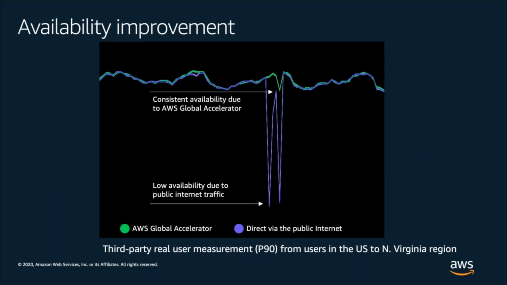A few words on the benefits of Global Accelerator. The first one is the availability improvement. In green, you'll see the line of the network availability with Global Accelerator. In blue is going direct over the public internet. Those drops are because your traffic is subject to whatever is happening on the public internet. It may be some ISP in a certain country having a bad day, and you're subject to it if you go over the public internet. Instead, if your traffic goes over Global Accelerator and the Amazon backbone, you'll see more consistent high availability.